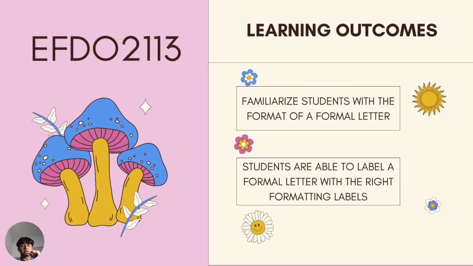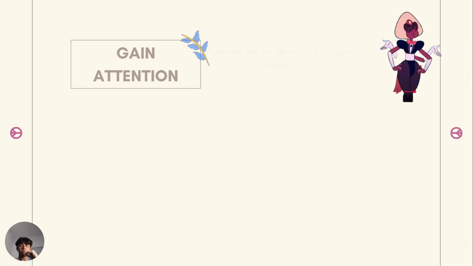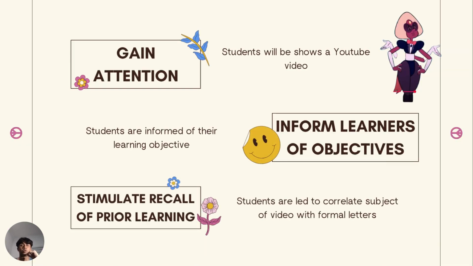By the end of this lesson, students should be able to familiarize with the format of a formuletta, and students should also be able to label the formuletta with the right formatting labels in the right order. This lesson will be based on Gagne's 9 events of instruction. The first step, which is to gain attention of the students, the teacher will show the students a YouTube video.